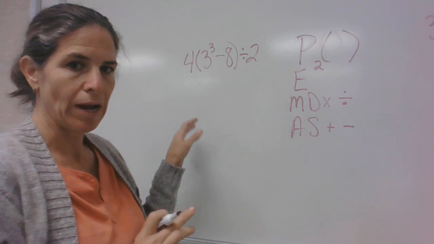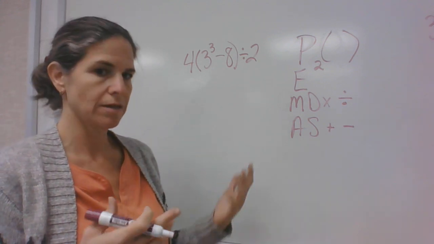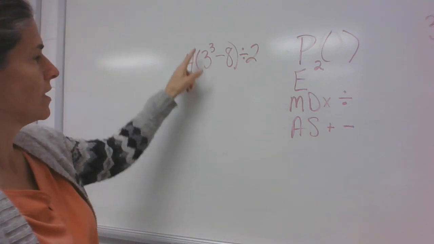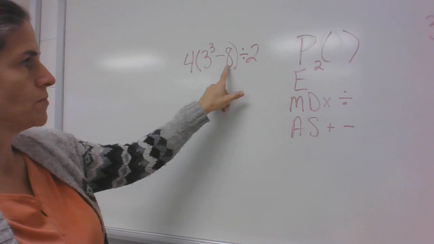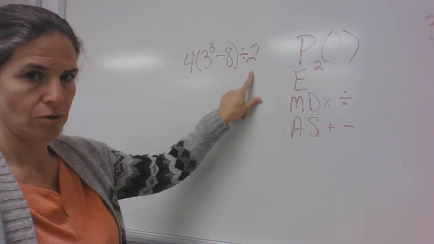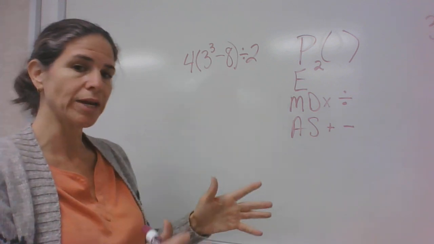Okay, this is a big problem. Not like it's a big problem, but it's a larger problem. We got a lot of steps in here, okay? So it's 4 times the difference of 3 cubed minus 8, divided by 2. That's a lot. All right, first thing first, you just break it down into steps.